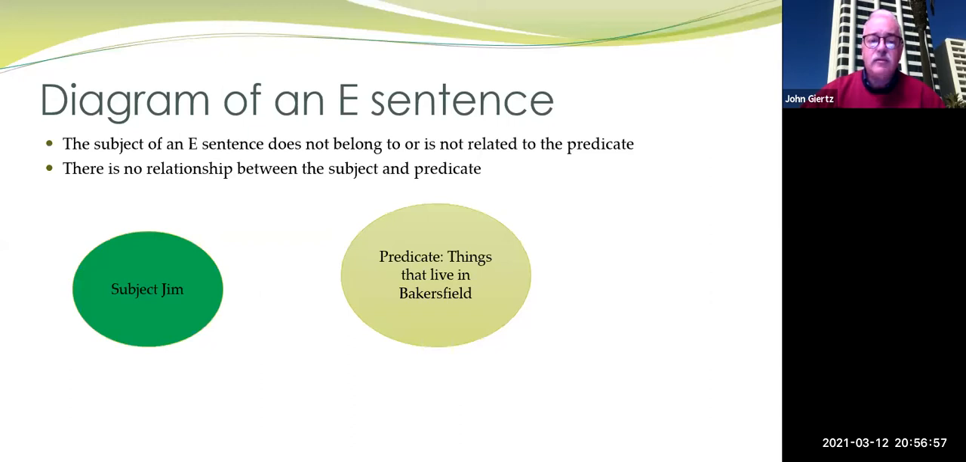In an E sentence, the subject and predicate have no relationship. I'm talking about all of Jim, talking about all things that live in Bakersfield, but Jim is not one of them. So Jim is distributed. I'm talking about all, and things that live in Bakersfield is distributed. I'm talking about all things.